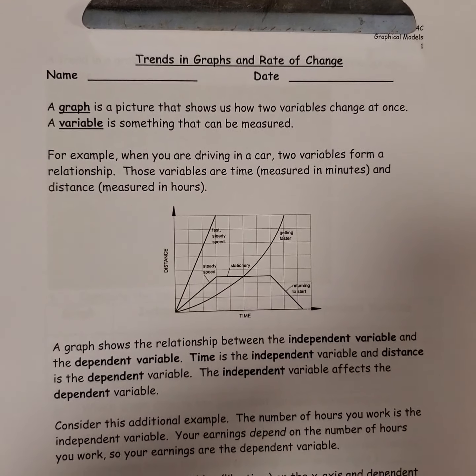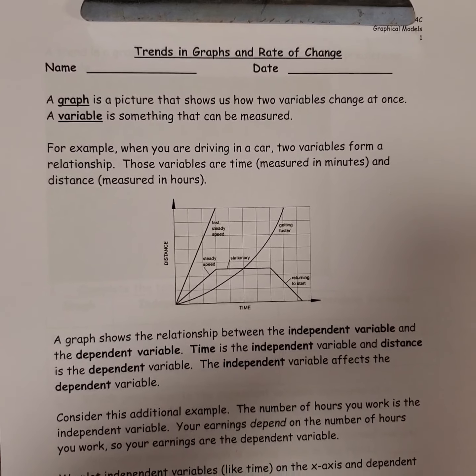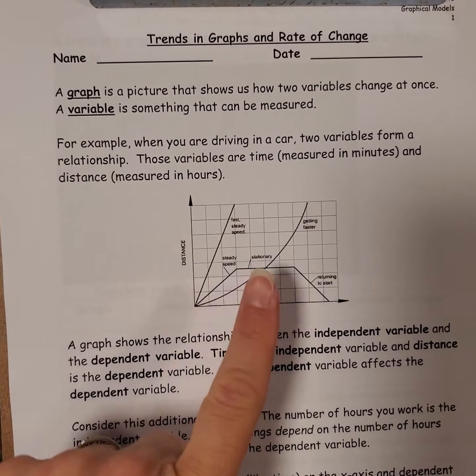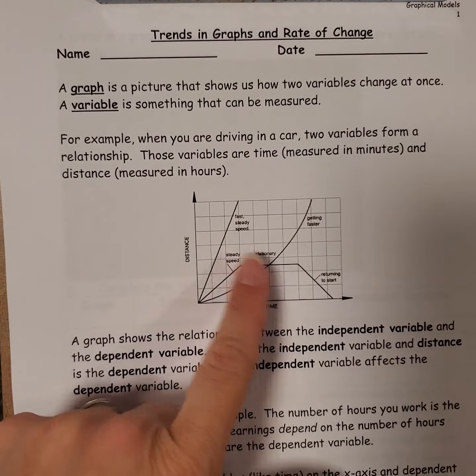Okay, a graph is a picture that shows us how two variables change at once, and a variable is something that can be measured. So in this particular example, we're looking at the two variables involved in the relationship with regards to driving a car. So we can be measuring the time, which is our independent variable, and the time will impact the distance covered, which is our dependent variable. Okay, and that's discussed down here.